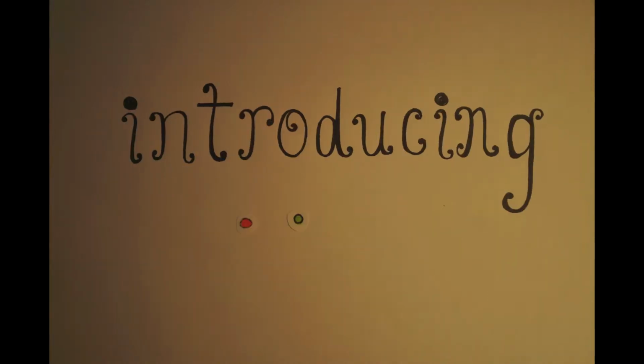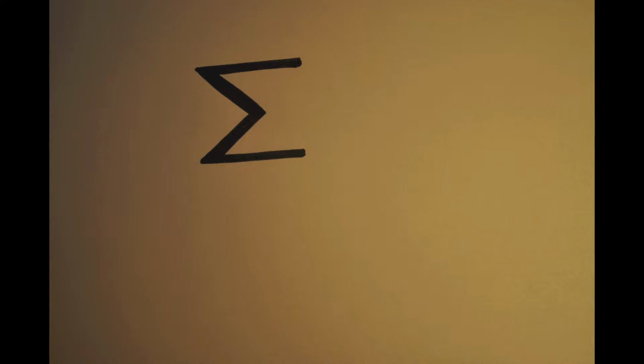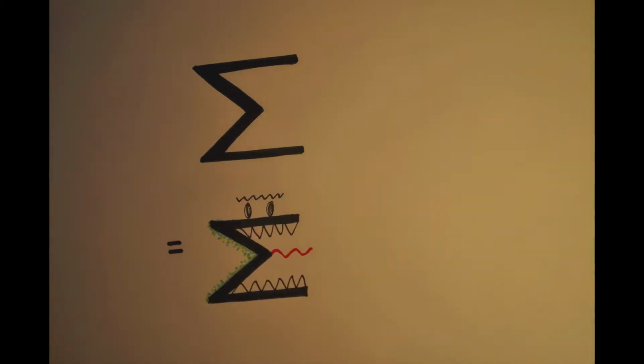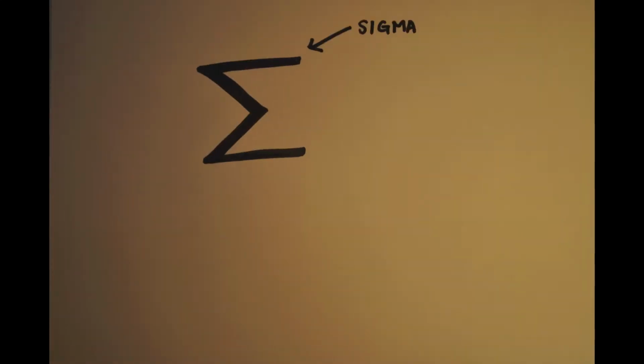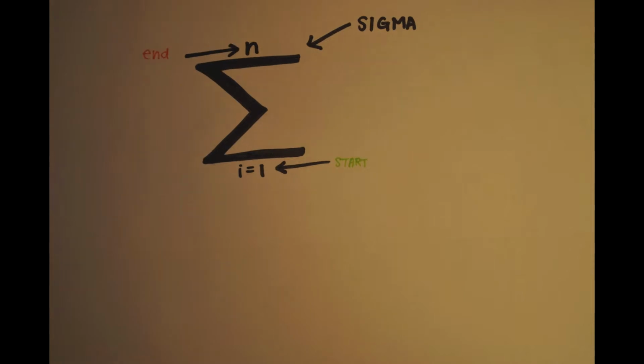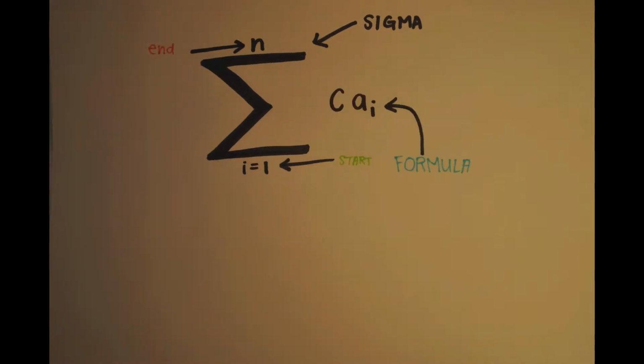Introducing something you already saw on the title page, this thing. When you first look at it, you might say, that looks easy. But when you look at it again, you might think, what is that? This thing is called the sigma. This is the start, this is the end, and that is a formula. I know I'm being very brief, but I'll come back to that later.